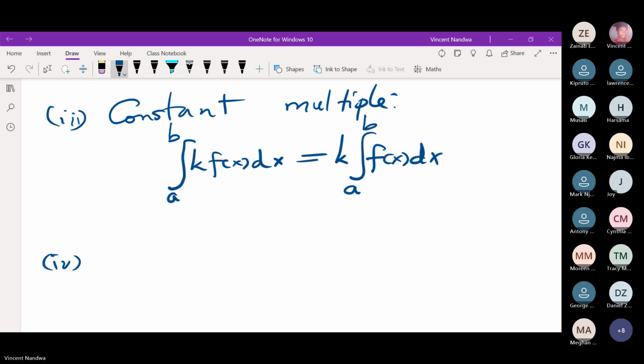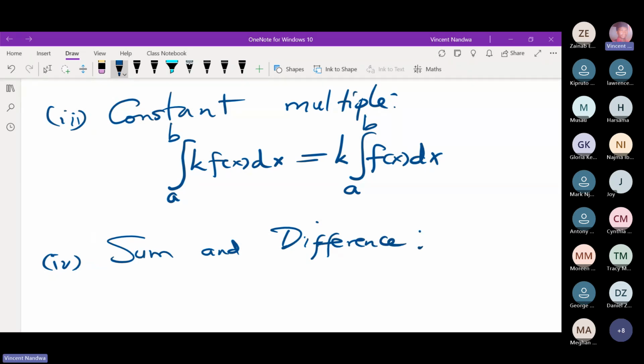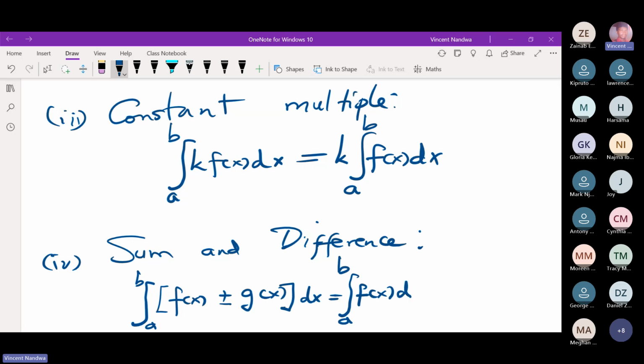Number 4 is what we can call the sum and difference property. So this one states that if we are integrating from a to b of f of x plus or minus g of x dx, it will be the same as the integral from a to b of f of x dx plus or minus the integral from a to b of g of x dx.